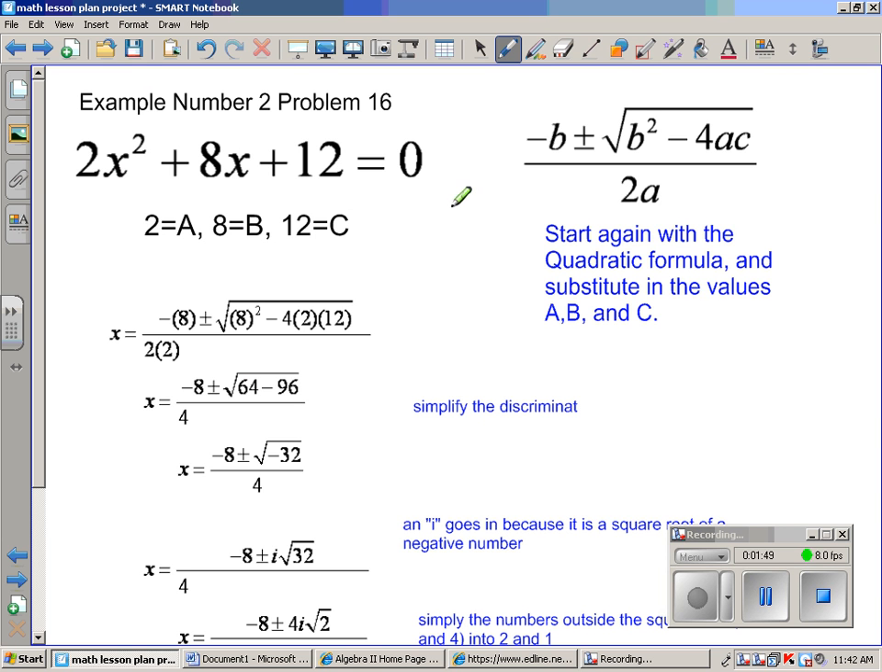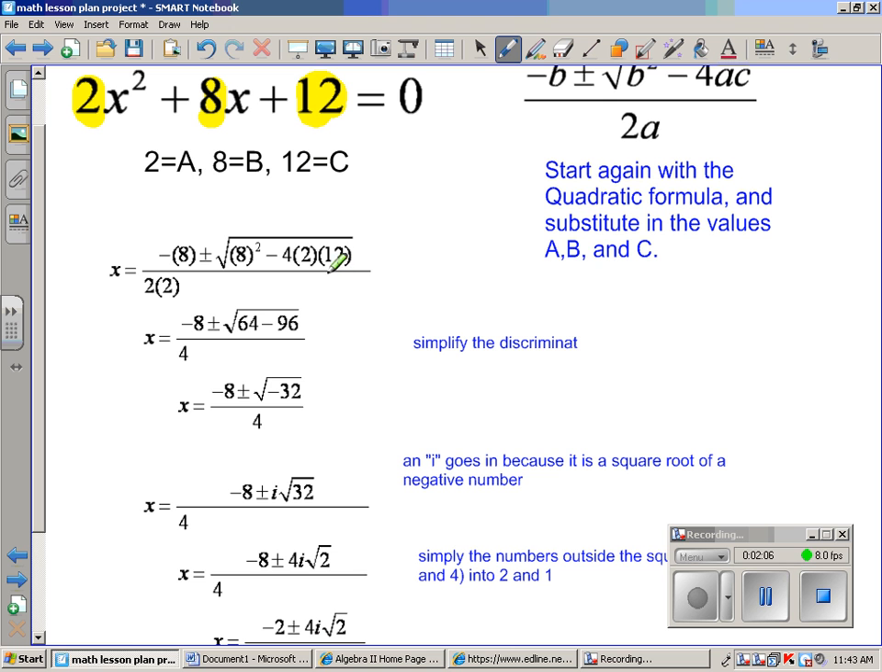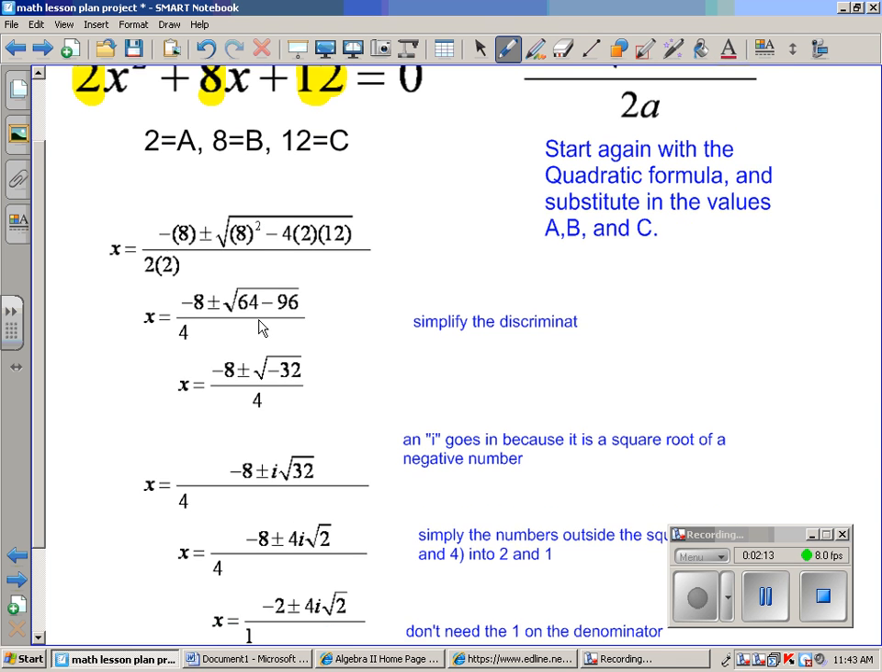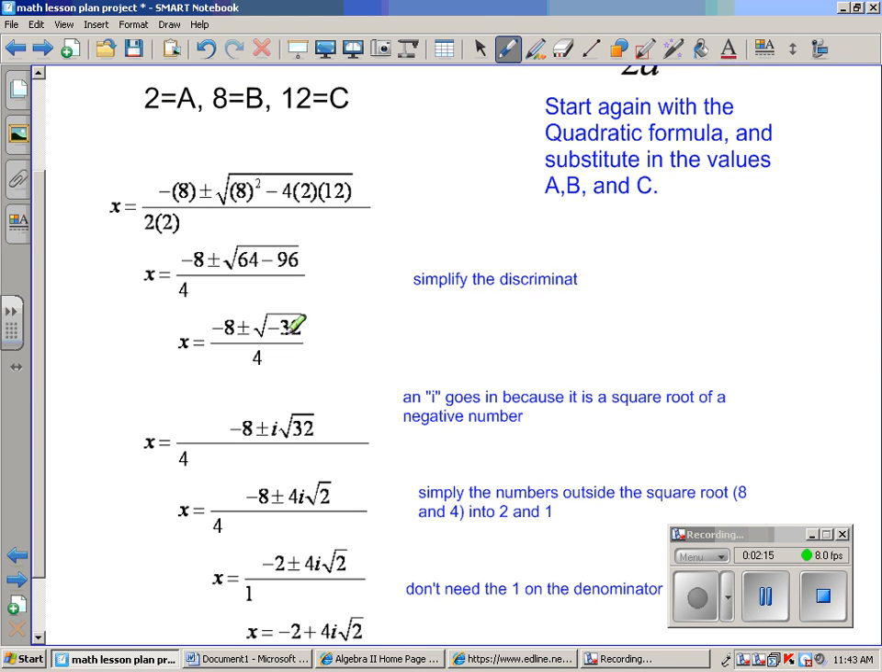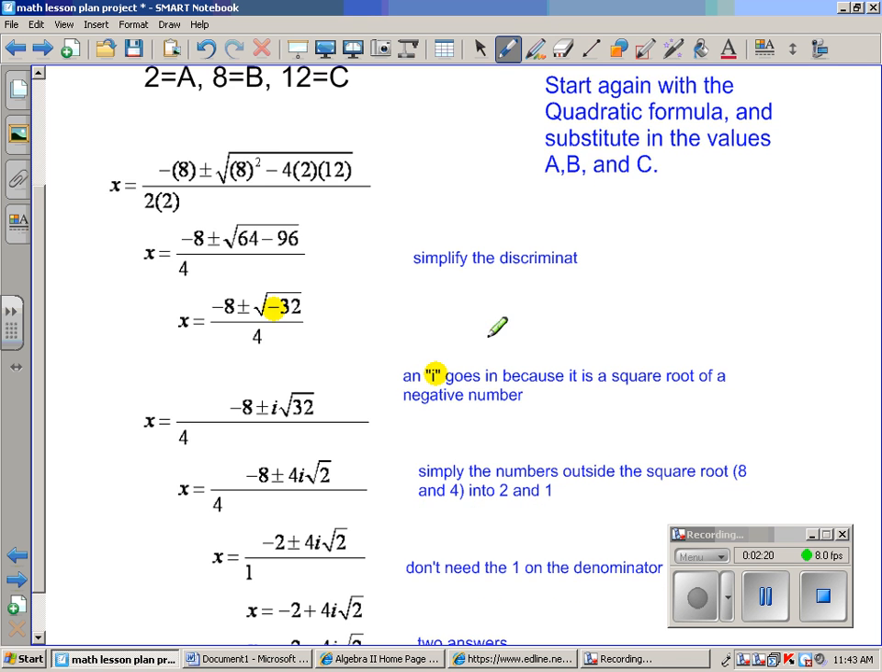Example 2, problem 16. So here again, we're going to start with our quadratic formula and substitute in the values a, b, and c. We know that 2 is a, 8 is b, and 12 is c. So we simplify the discriminant, 4 times 2 times 12, to get 96, and 8 squared is 64. When you simplify that, it ends up being -32. This is where the i comes in, so you should watch that negative.